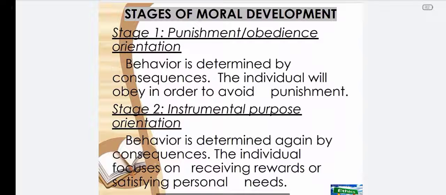Stage 2, instrumental purpose orientation. Behavior is determined again by consequences. The individual focuses on receiving rewards or satisfying personal needs. An example of this is the tendency of an individual or a group to focus on assigned tasks and goals and the tangible benefits of achieving them.